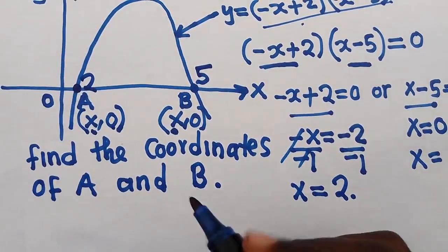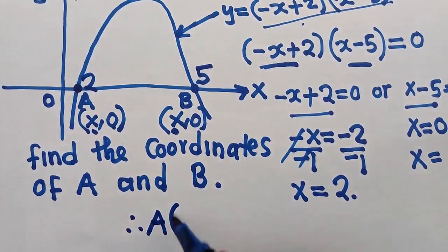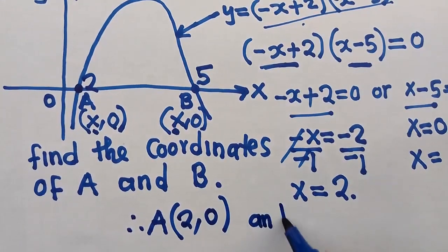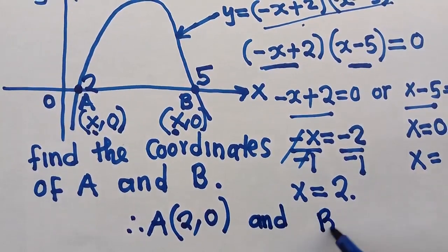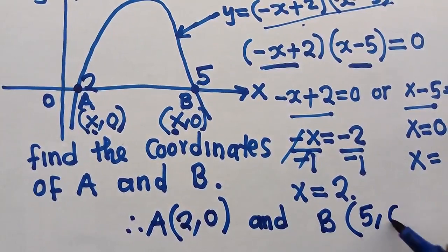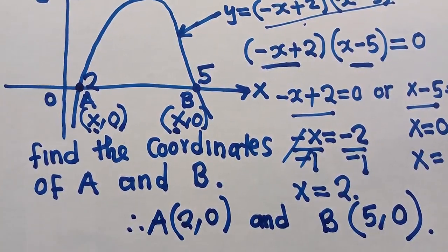According to the answers that we've solved, you just conclude and say, this is the conclusion you are going to say: therefore, the coordinates of A are what? 2. There we've said it is 2. So 2, 0, and B. The coordinate of B is what? You say 5, 0. This is what you need to do. So these are the answers that you need to find.